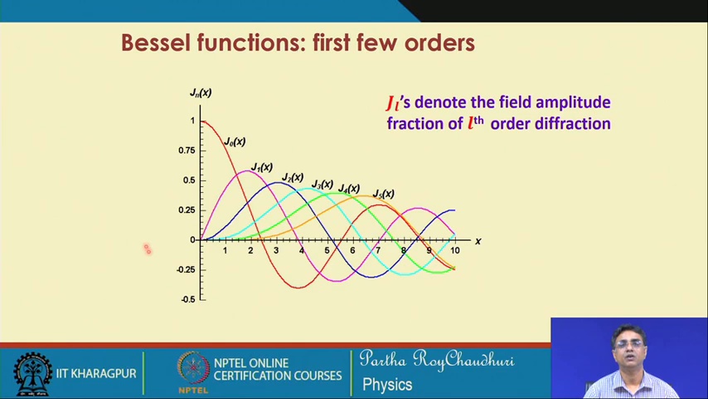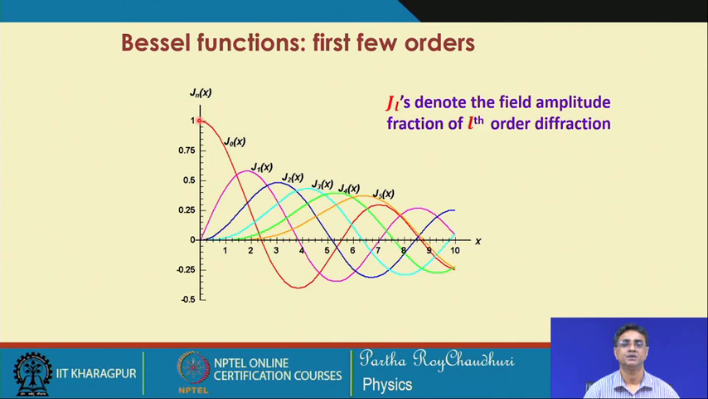And if we recall the Bessel functions, which represent the various orders of diffraction, J_l denotes the field amplitude fraction of the lth order diffraction. It is very interesting. If it is J0, this will be the 0th order. If it is first order, plus or minus, this will be given by the order 1 Bessel function, then the J2 Bessel function will be given. All of them start from 0, but the 0th order starts from the maximum.